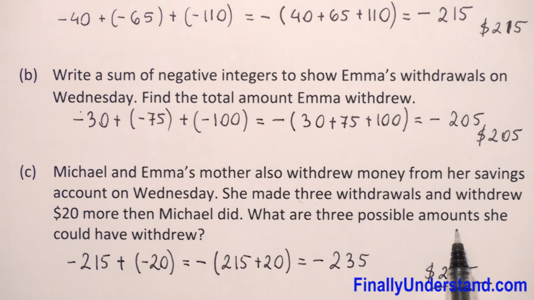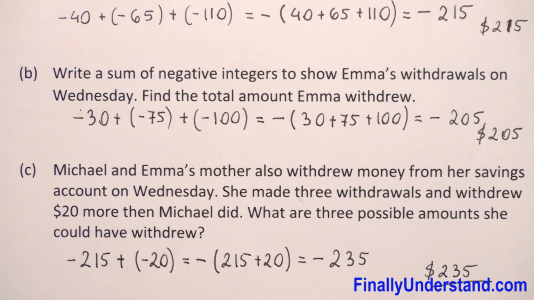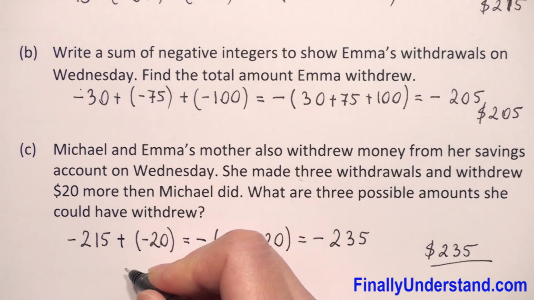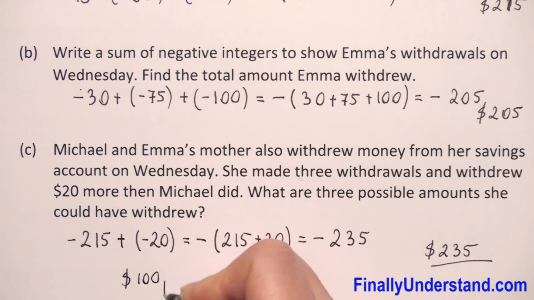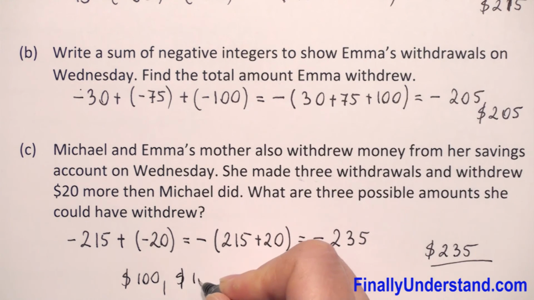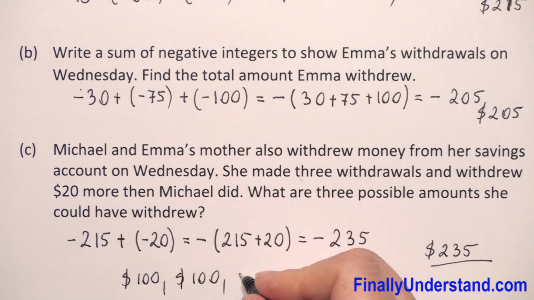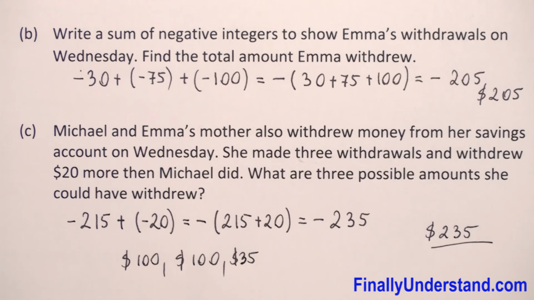And now we have to find three possible amounts she could have withdrawn. We have $235, so we can write that she withdrew, for example, first $100, next $100, and $35. The total is $235. You can choose different numbers, it doesn't matter. The important thing is only that the sum of these three withdrawals will be 235. This is my solution.